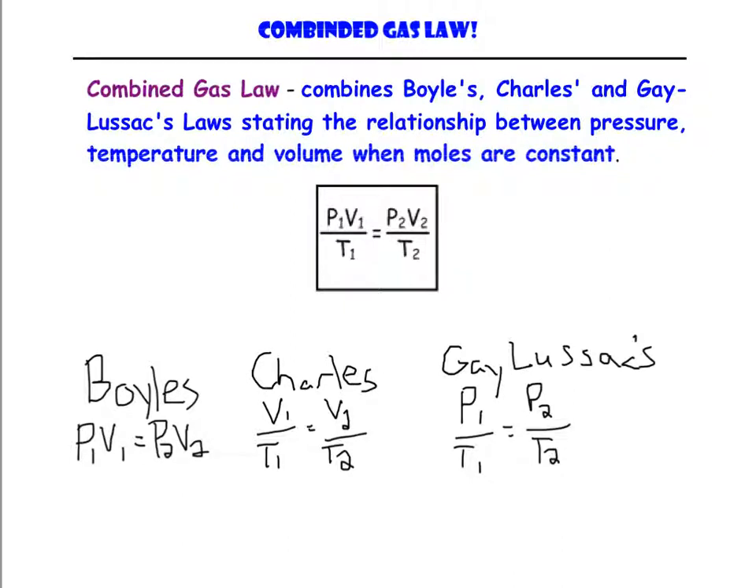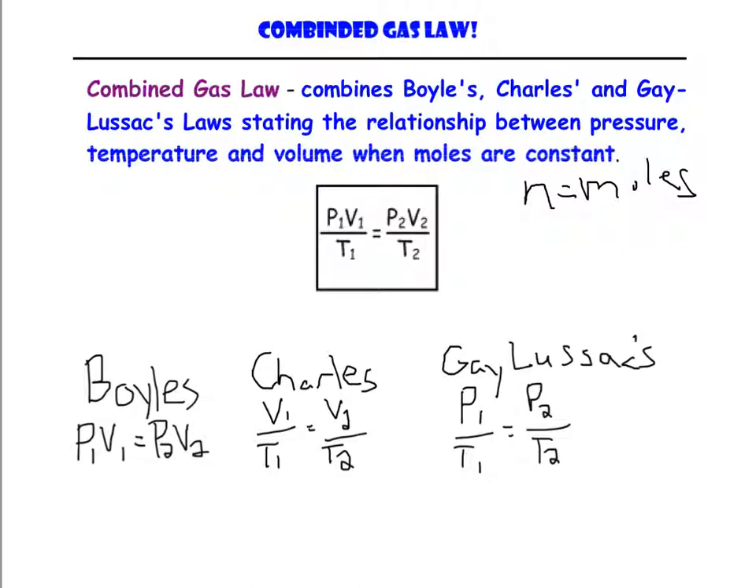You'll also notice in here that we still do not have N, or our variable N, which stands for moles. So with this equation, we are still assuming that our number of moles, or our number of particles, in the equation, from start to finish, is the same.